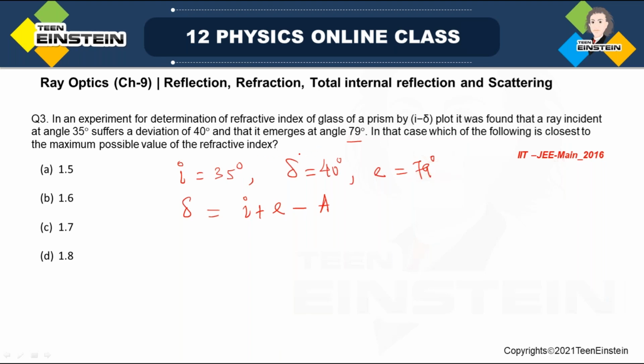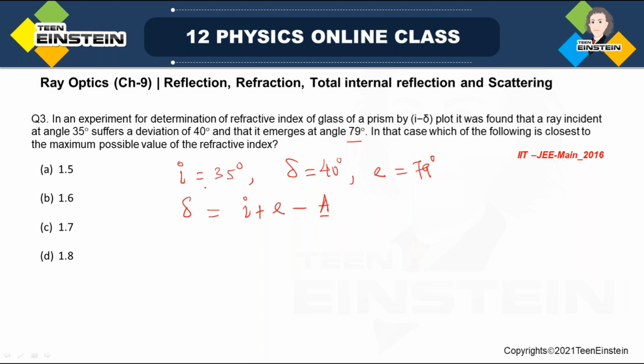I think there is some more information missing. The angle of prism has to be given. Let me check whether I have typed it wrongly. Okay, this is the thing. We have to go with this. Let us see whether we can find out what A is.